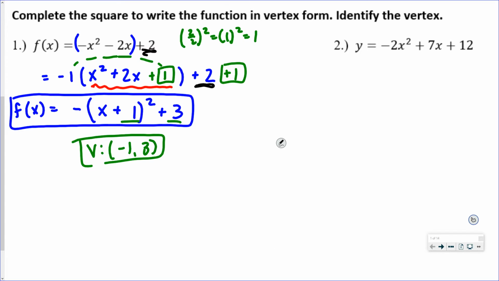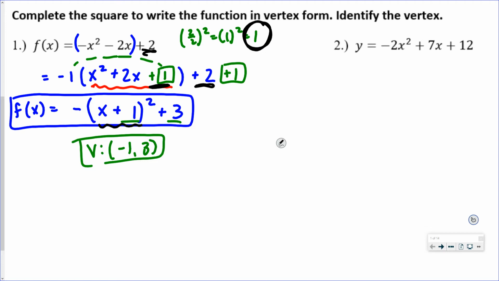How come you can't put negative 1 on that plus 1 and then put the positive 1 on the 2? How come you have to put a positive 1 here, even though it's negative? Because that's what this number is. That's how you complete the square. That's how you find that number to make this factor into that.